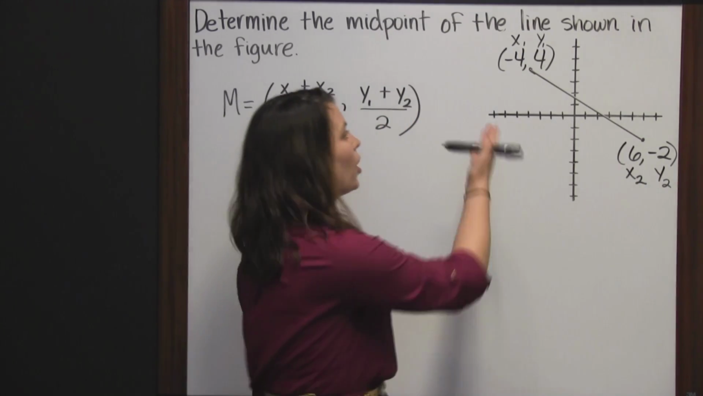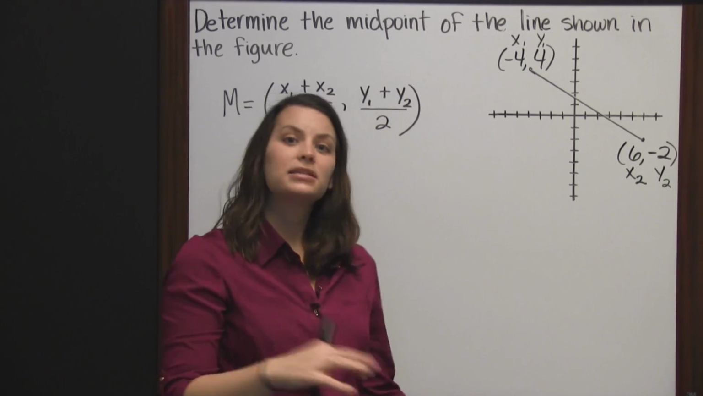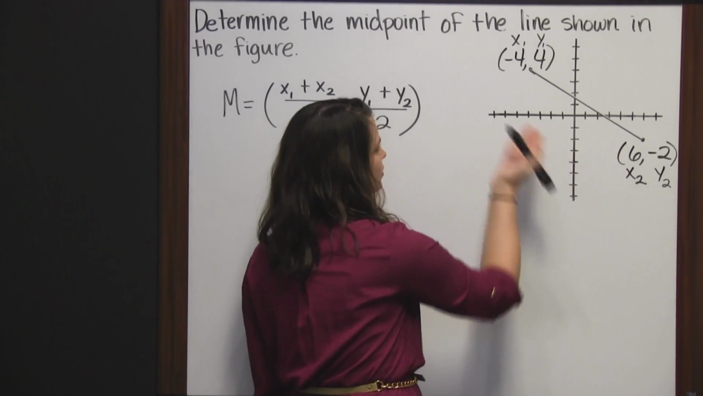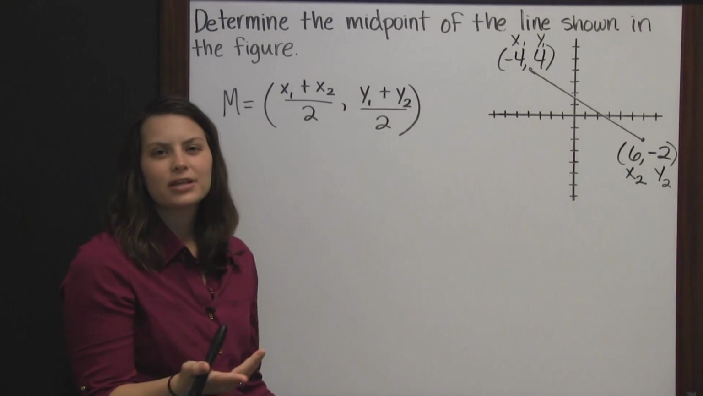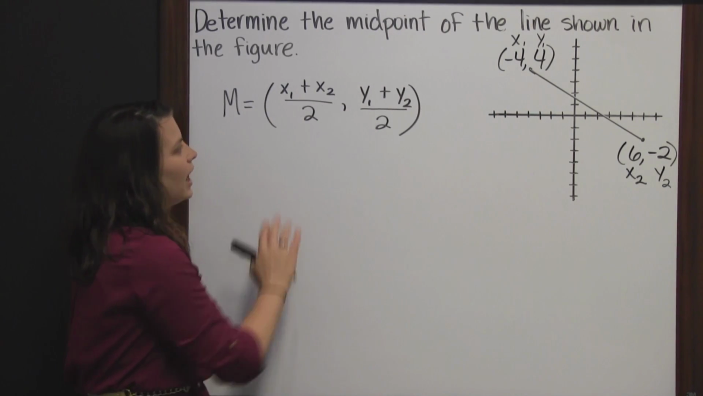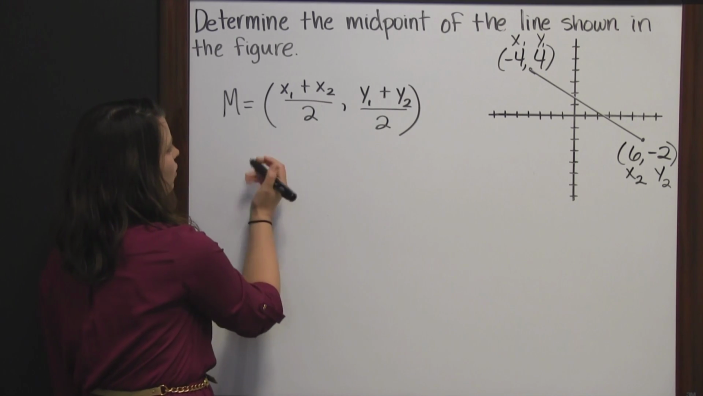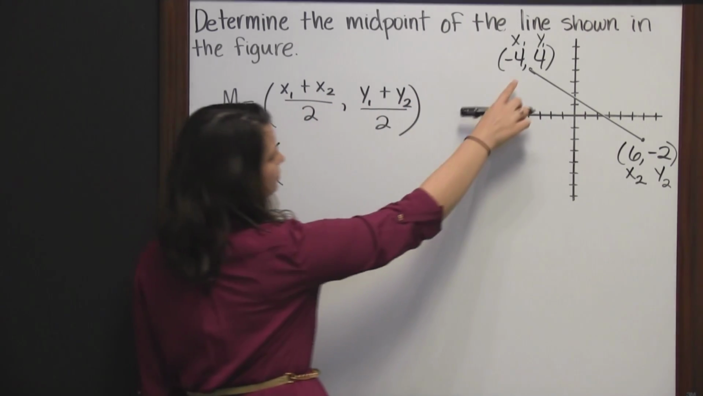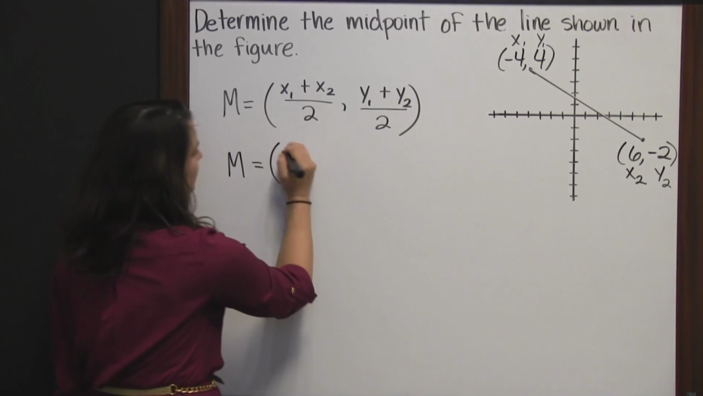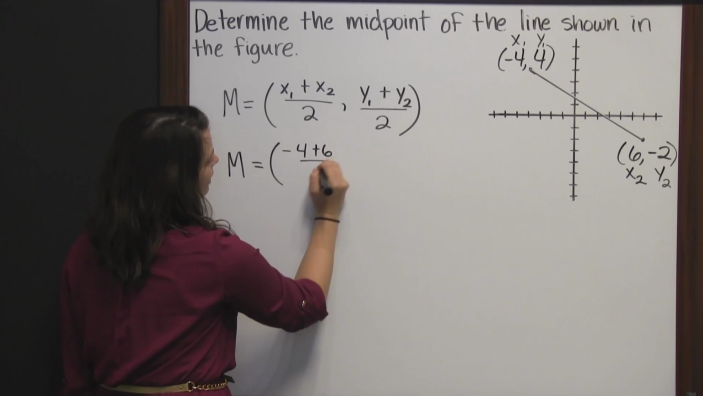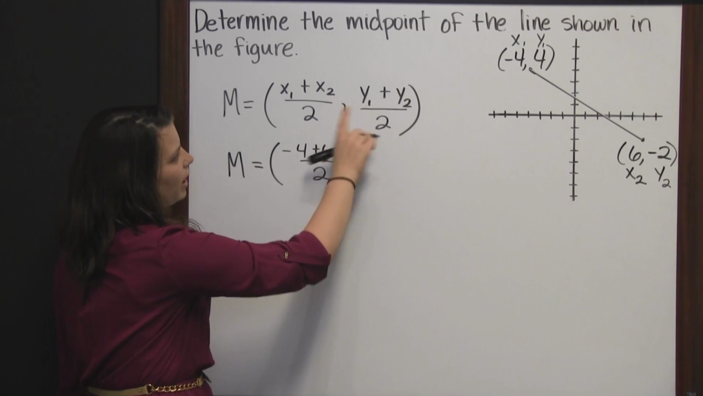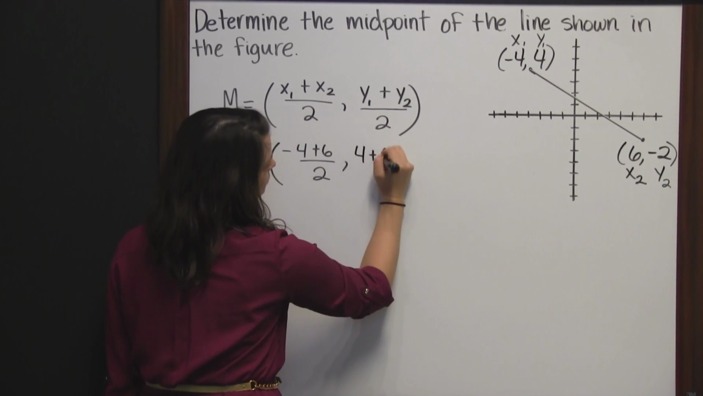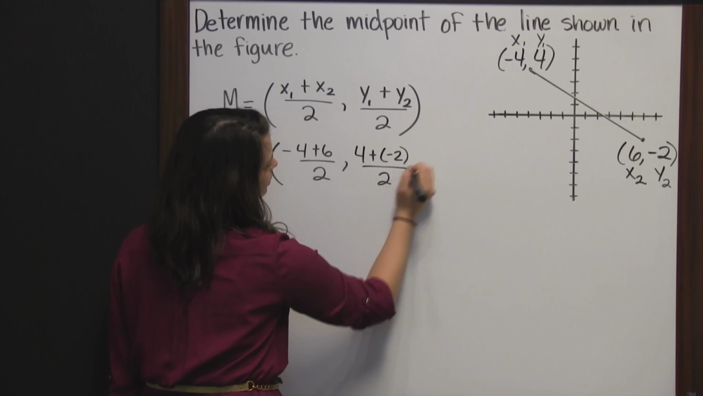And those subscripts, the 1s and the 2s, all that means is this is the first point, this is the second point. But it really doesn't matter which point is your first and which point is your second. So I just usually label them from left to right. And now all we need to do is substitute and solve. So the midpoint is x1 plus x2, so negative 4 plus 6 divided by 2. And then y1 plus y2, 4 plus negative 2 divided by 2.